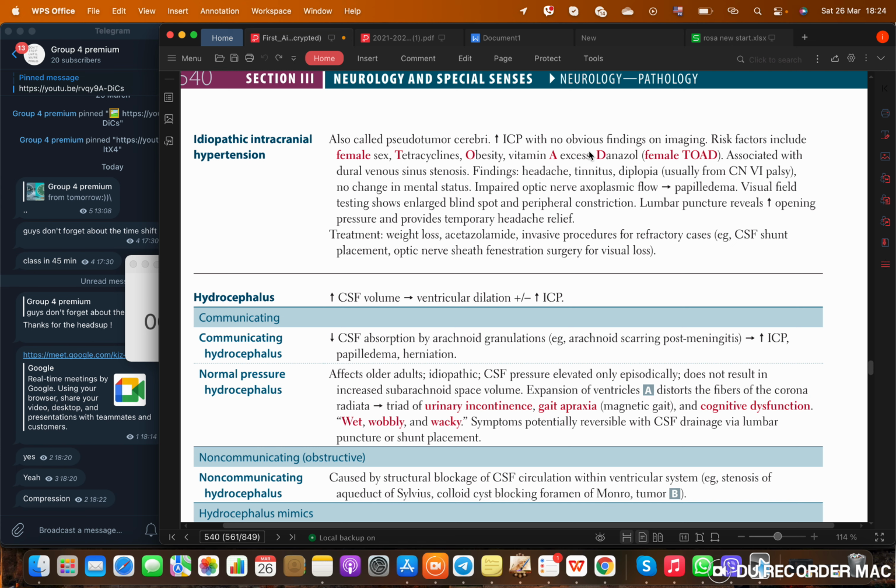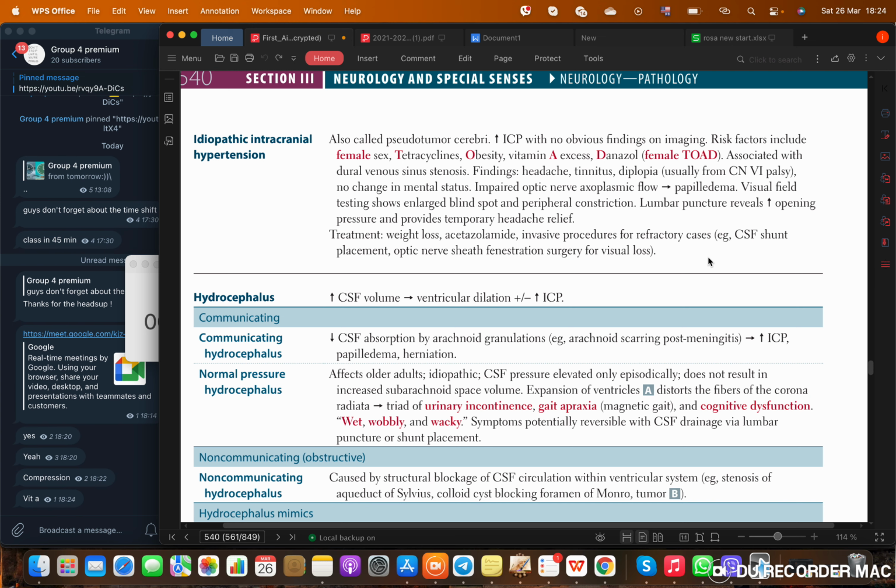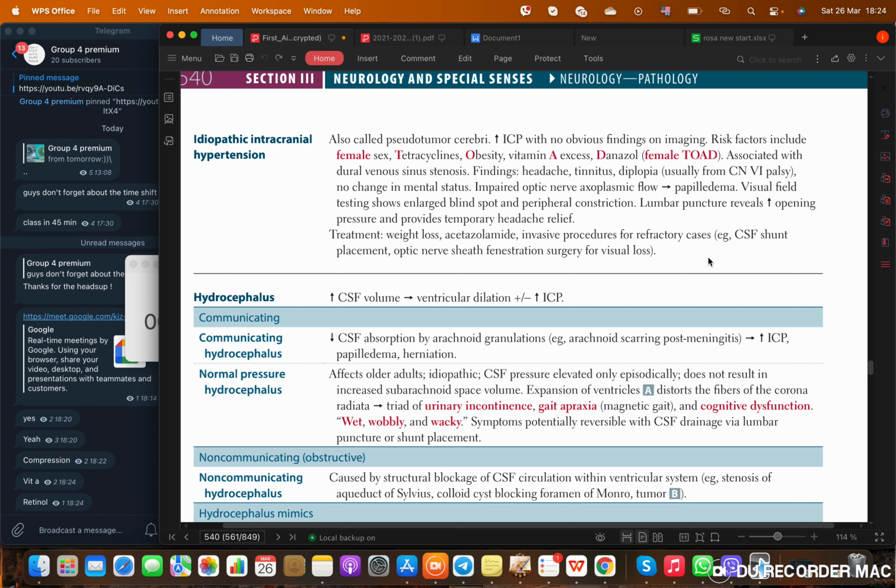So risk factors include female sex, tetracycline, obesity, vitamin A excess, and danazol. I want you to combine these together. An obese lady, a teenager, late teenage, and she has a lot of acne because, teenage. So what is the treatment for acne? What do we give? We give vitamin A, that's correct.